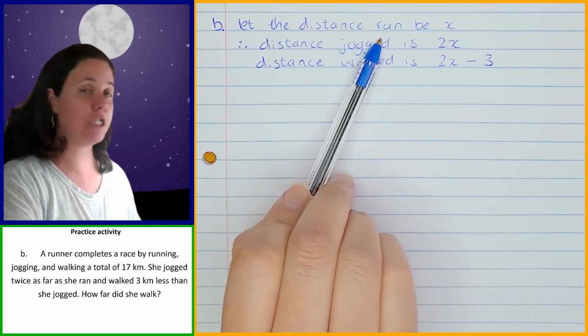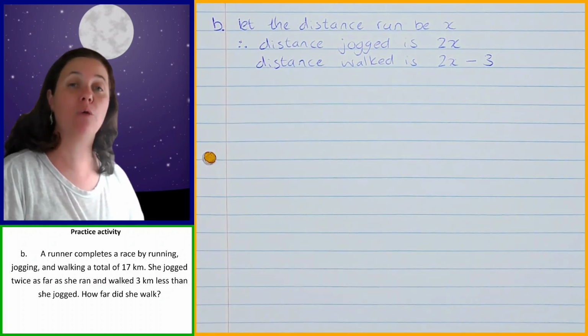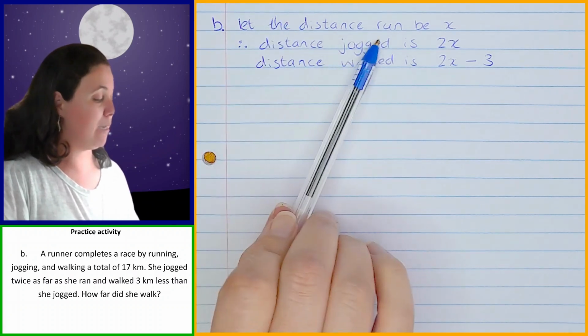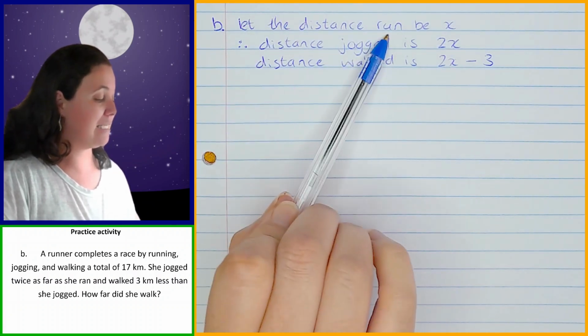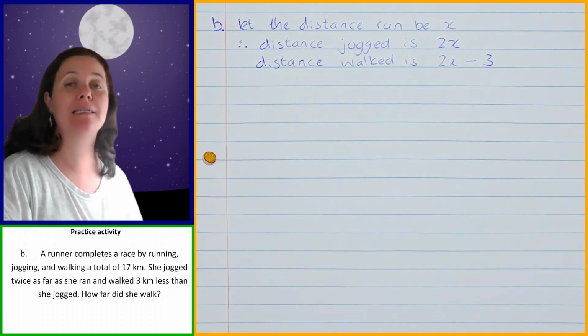I made the distance that she ran x because that was the one where I had 2 that were, one was a multiple of the other one, and that is the one that was smaller. So that's why I made the distance that she ran x. And then I was able to use that to help me to work out the other ones in terms of x. Okay, now we need to go and set up our equation.